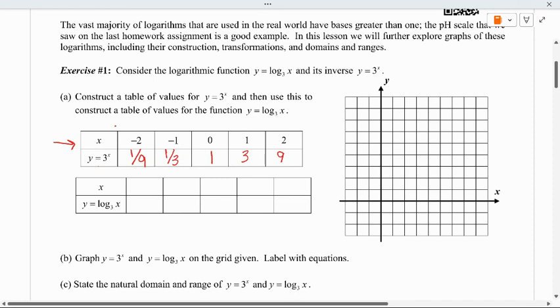Let's go ahead and graph these ordered pairs. When x is negative 2, y is 1/9. I'm putting that as close to the x-axis as I can. When x is negative 1, y is 1/3, a little bit higher. I don't know if you can see my dot on the board. When x is 0, y is 1. When x is 1, y is 3. And when x is 2, y is 9. So this is the exponential function y equals 3 to the power of x.